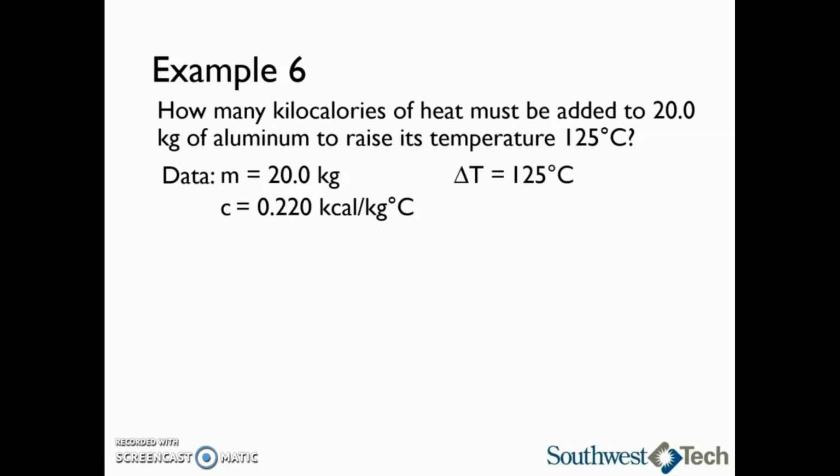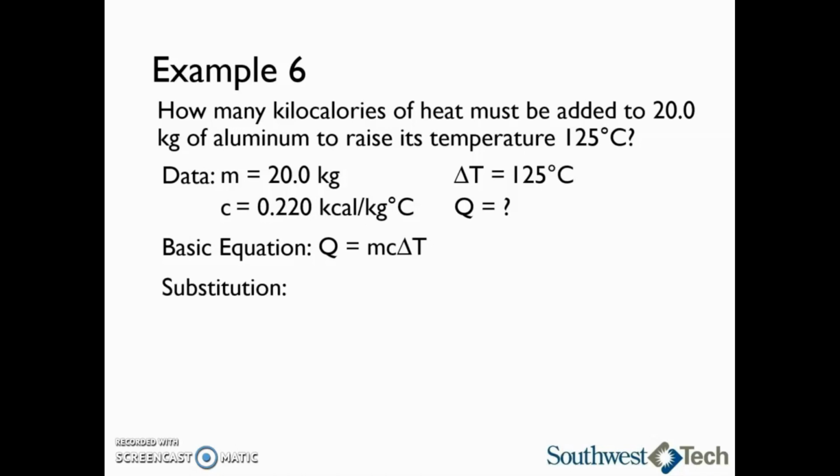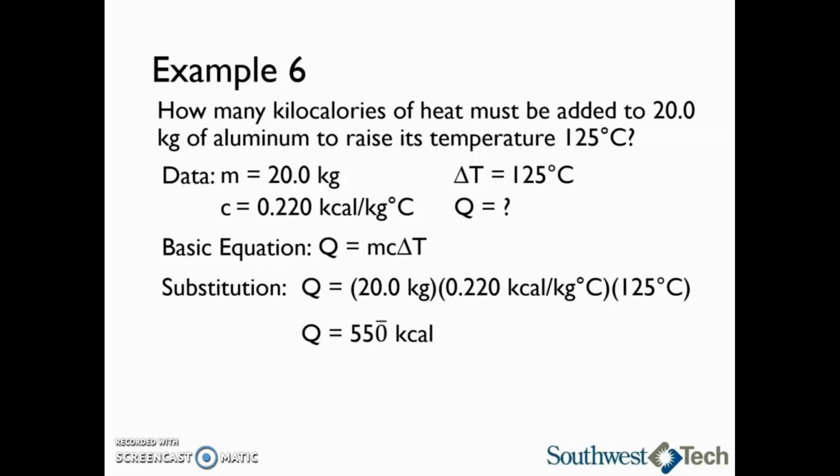The change in temperature is going to be how much we want to raise the temperature, which is 125 degrees Celsius. In this problem, we are trying to find Q, the amount of heat needed. The basic equation we can use to calculate heat is that Q equals M times C times delta T. Next, we can substitute and see that Q equals 20.0 kilograms times 0.220 kilocalories per kilogram degrees Celsius times 125 degrees Celsius. This gives us 550 kilocalories of heat that must be added to the aluminum.